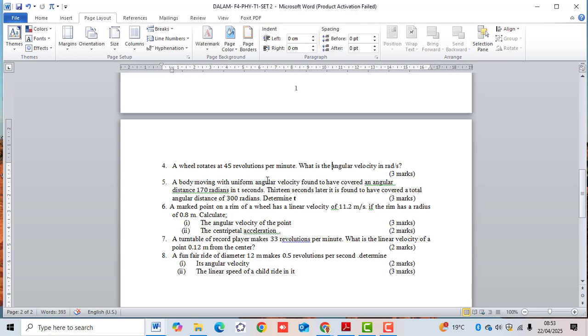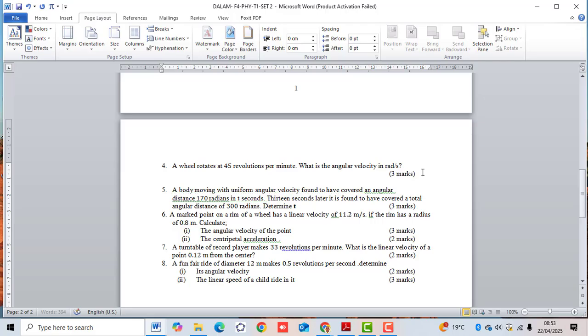Next, a body rotates at 45 revolutions per minute. What is the angular velocity in rad per second? Kindly do it on your side and then give me the answer, so that after getting the answer, you will direct me how you did it as I typeset on my side. Serena, do it, then you give me the answer.